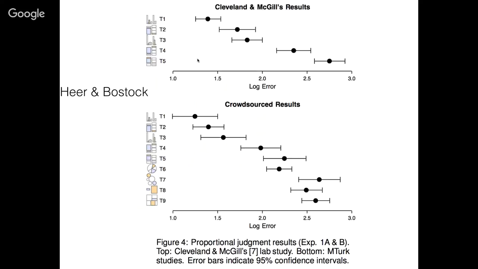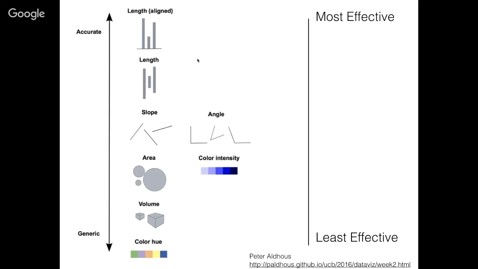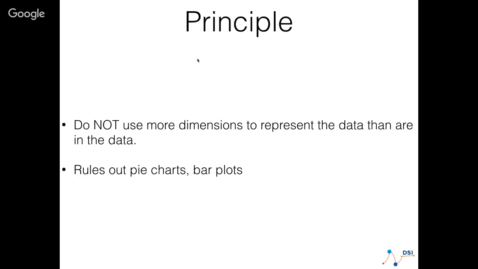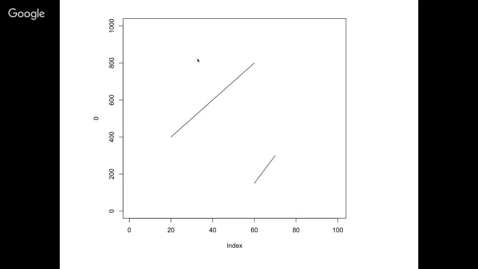There are some experiments that say area works well in a particular case. I'm still a little dubious. But this plot is the one I want you to remember. You go for that one as much as you can. You choose your method based on the perception that gives you the most effective one, and you try to stay away from the least effective ones. This gives you some sense of how misleading they can be. What's the ratio between these two?